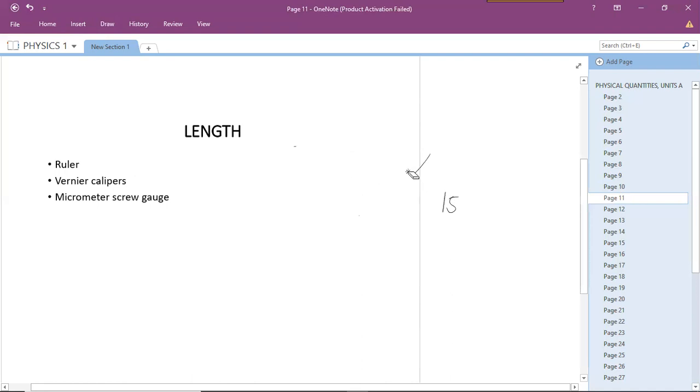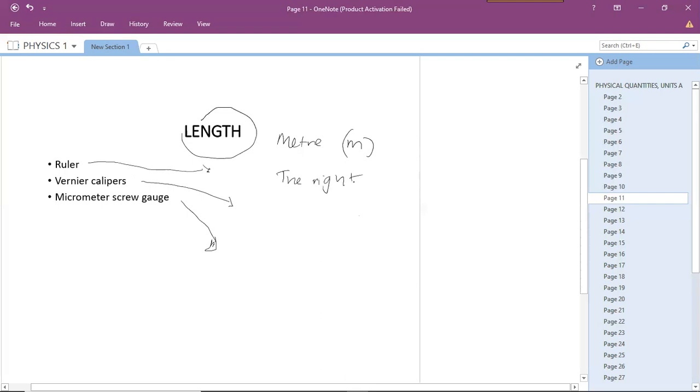Let's start with the SI unit of length. The physical quantity, length, SI unit, meter, small letter m. So length can be measured using various instruments, but the ones that they want you to focus on mostly for your exam are your meter ruler, your vernier calipers, and your micrometer screw gauge. For all these, you have to know the right way to use them and how to obtain measurements.